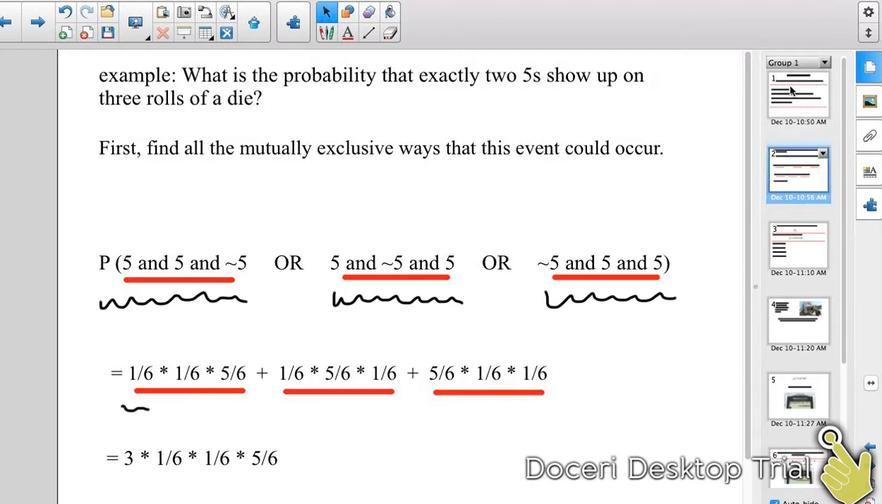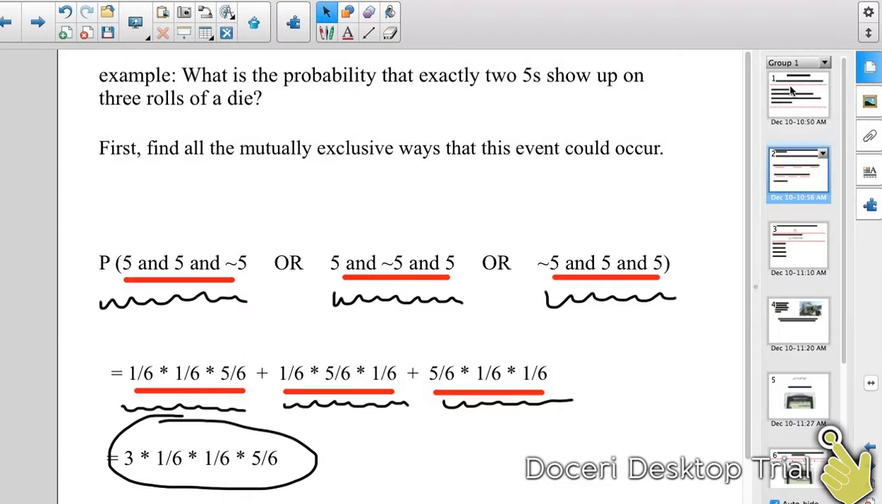The first one is probability 1 out of 6, 1 out of 6, 5 out of 6. Then the next one, 1 out of 6, 5 out of 6, 1 out of 6. And then 5 out of 6, 1 out of 6, 1 out of 6. You'll notice that these 3 probabilities are exactly the same. So what we could do is just write 3 times 1/6 times 1/6 times 5/6.